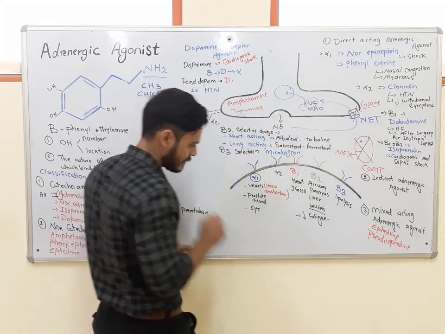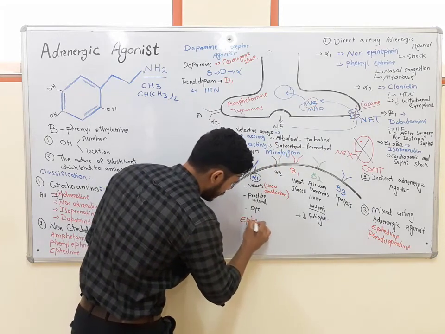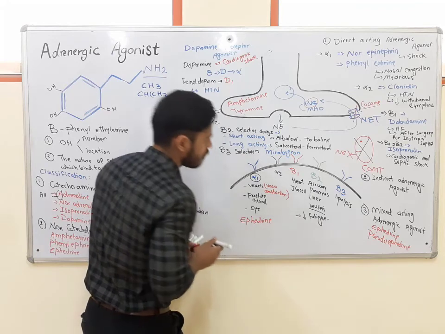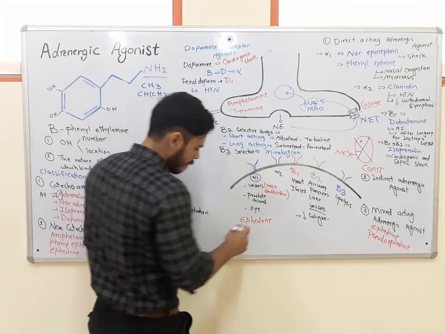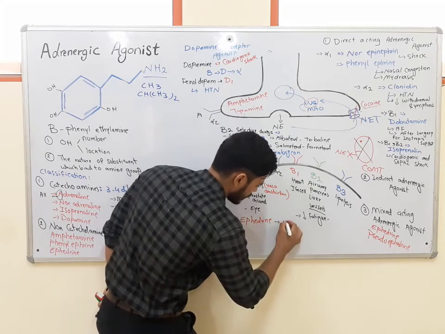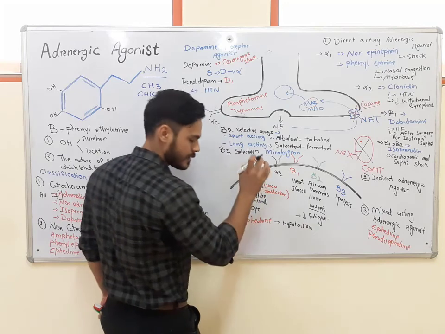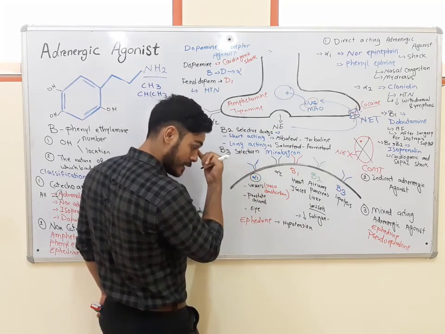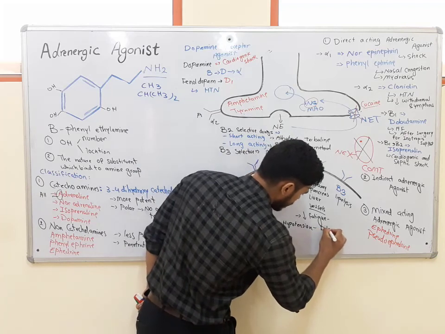Another group of adrenergic agonists are mixed acting adrenergic agonists. Two drugs we have in this group, ephedrine and pseudoephedrine. They show both mechanisms of action, direct and indirect. We can use ephedrine for treatment of hypotension because it stimulates the alpha receptor and it causes vasoconstriction. It can increase the blood pressure. It dilates the airways.